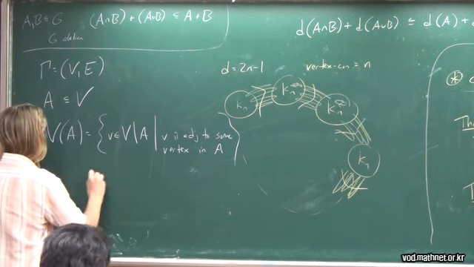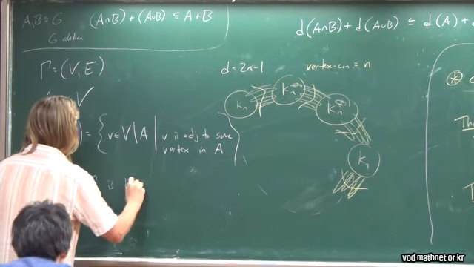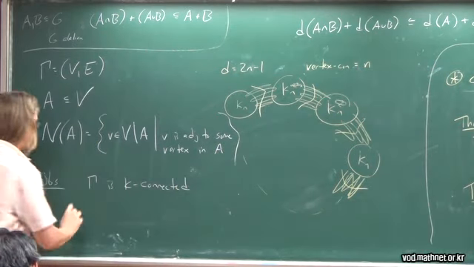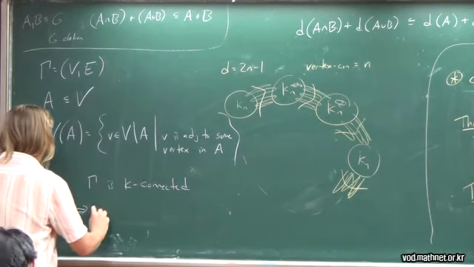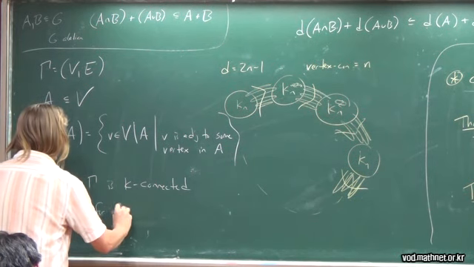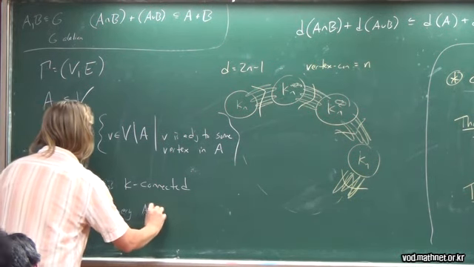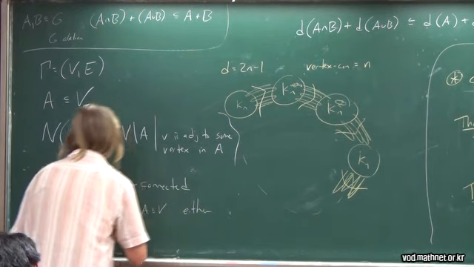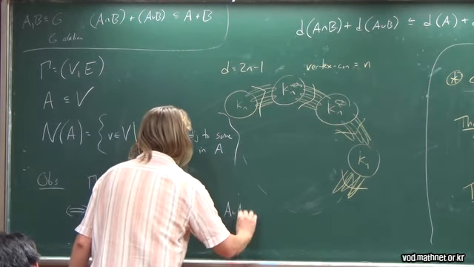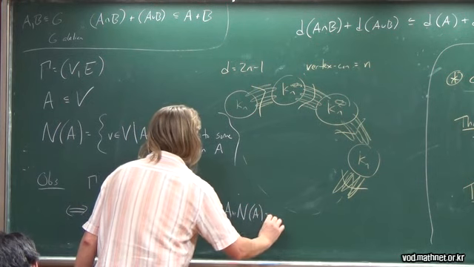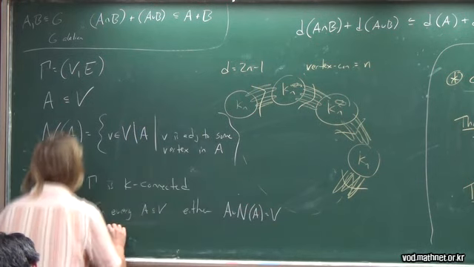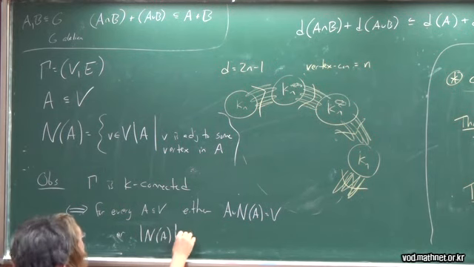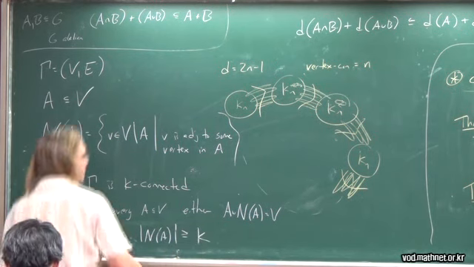Observation: saying the graph gamma is k-connected is equivalent to saying that for every subset of vertices A, either A together with its neighbors is the whole vertex set, or the size of the neighbor set of A is at least k.